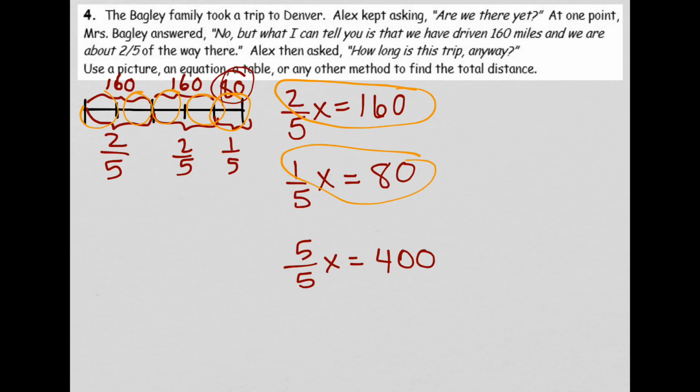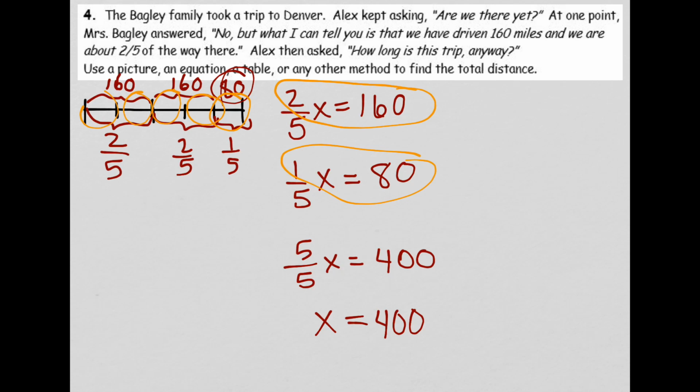And then I made it smaller, and then I made it bigger by multiplying by 5, because what I'm really interested in here is how big is the whole trip, which is x. And 5 divided by 5 is 1, or 1x, and you know, we just talked about how you don't even need the 1, so x must be 400. So that's an alternate way to solve this.